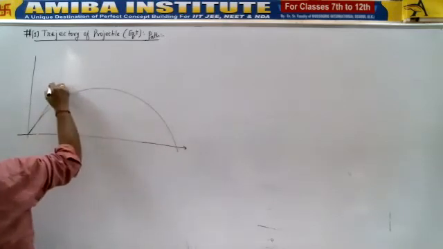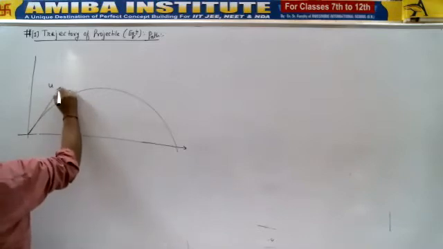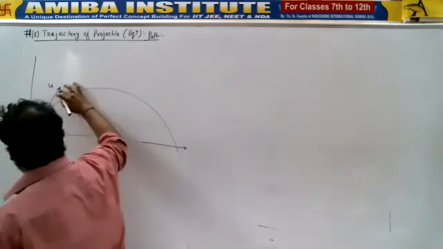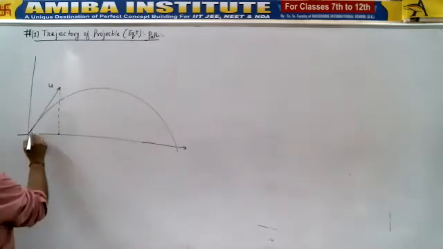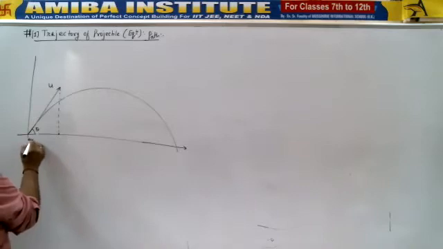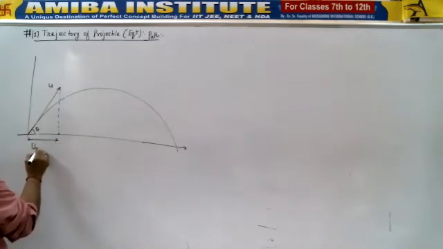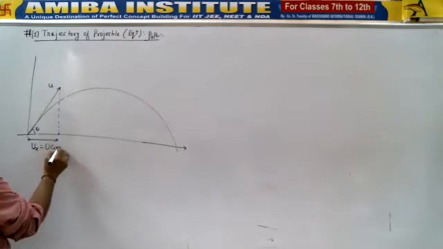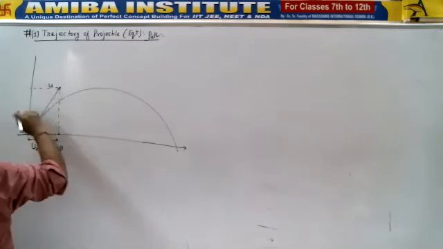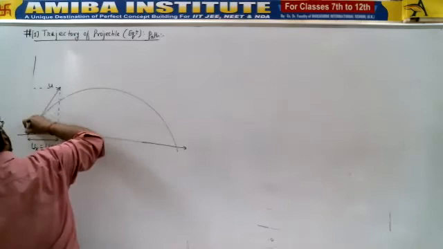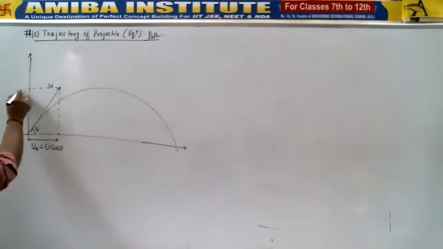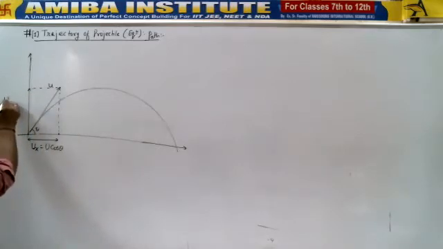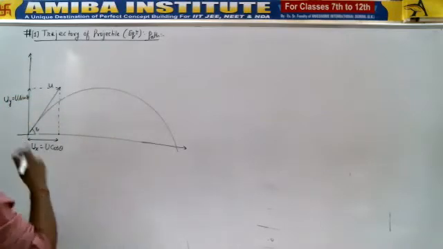Initial velocity was u, and it has two components. One is called the horizontal component, u cos theta, where theta is the projection angle or projectile angle. So this is the ux. Ux is equal to u cos theta, and one is its y component. So this one is uy. Uy is u sin theta. This is the initial vertical component.